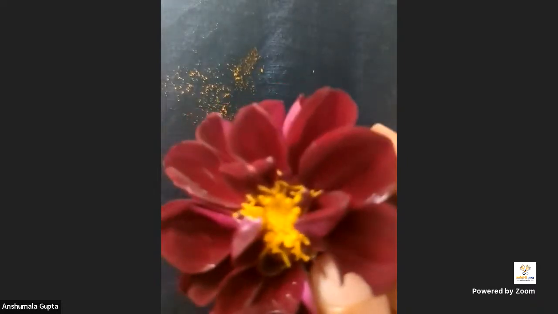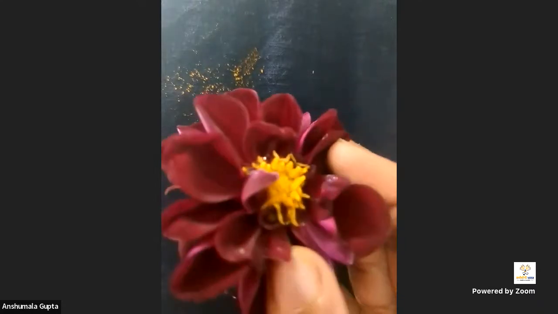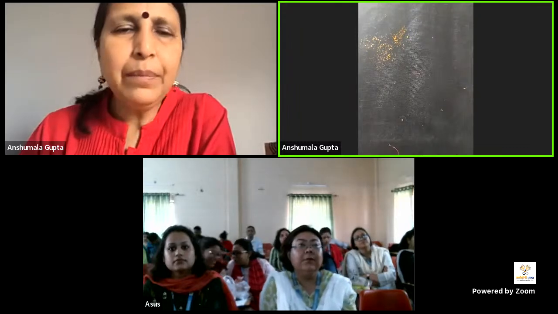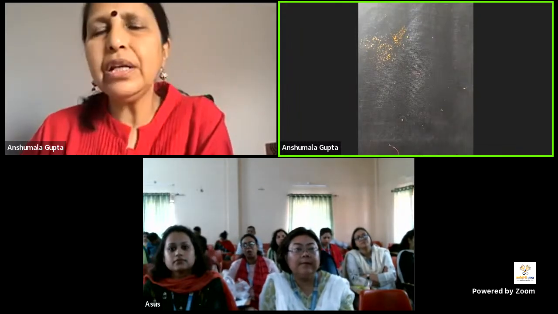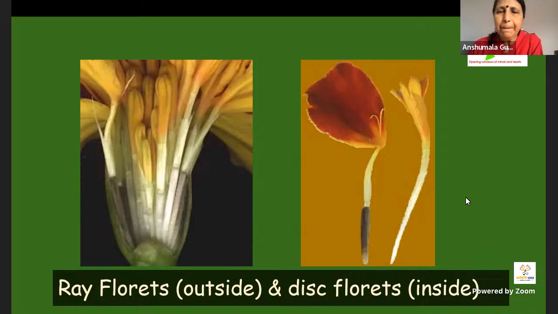Even a chrysanthemum is also like this. Or maybe this is dahlia. This seems to be dahlia. So dahlia, chrysanthemum, a lot of these flowers are actually composite flowers. So I'll show their parts on a diagram so that you can interpret them yourself. Okay, ma'am. So central disc florets and side ray florets.